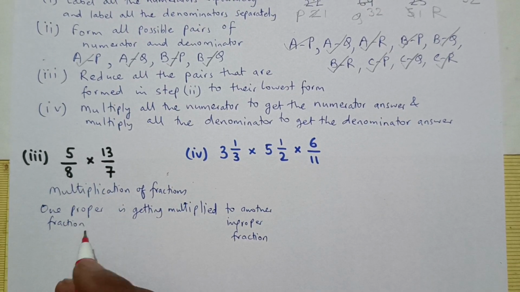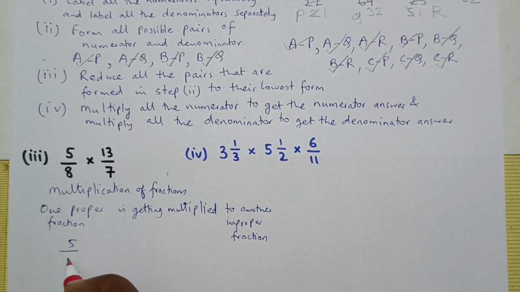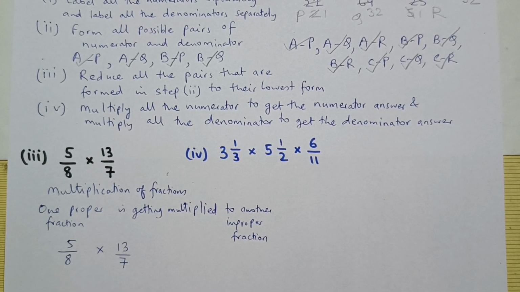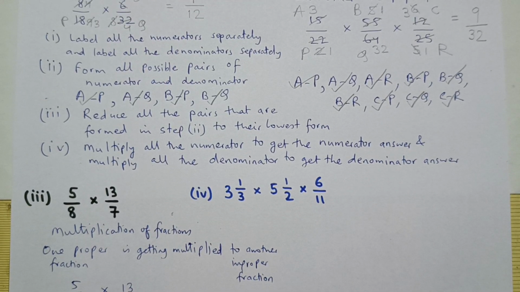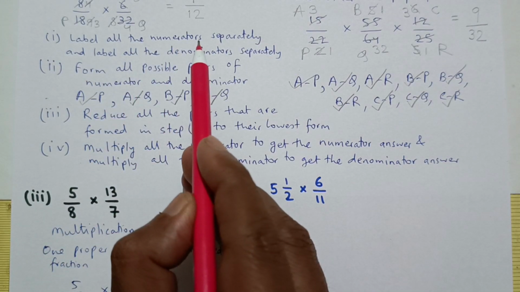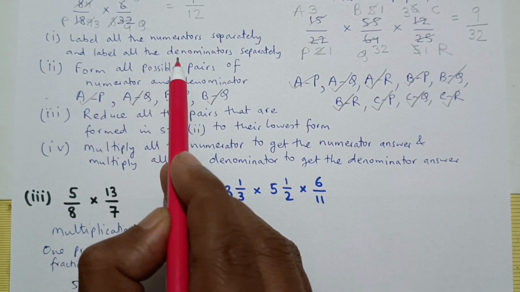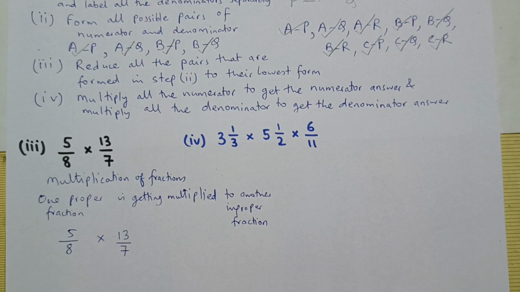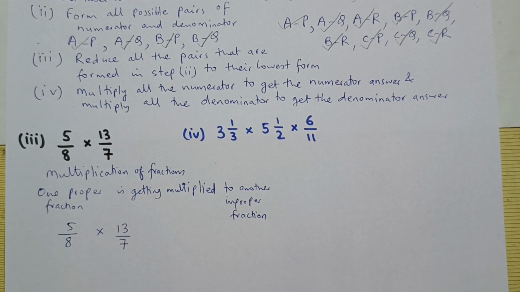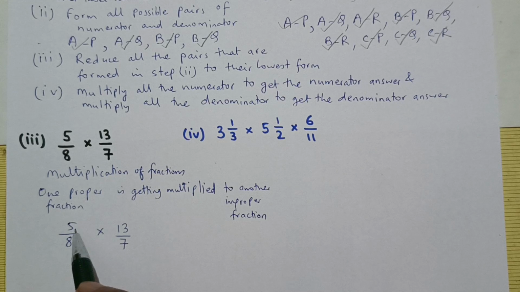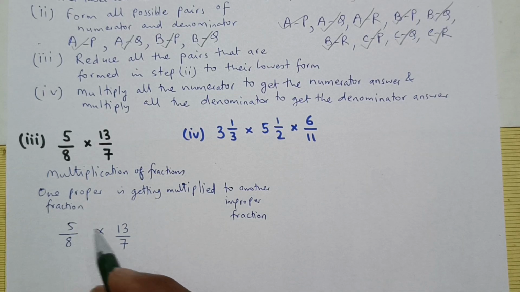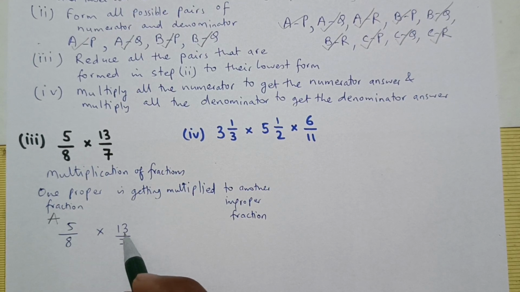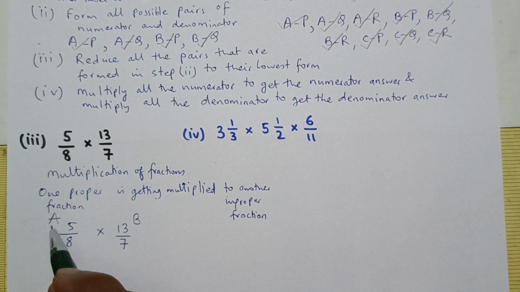Now I will write down the question. So 5 by 8 multiplied to 13 by 7. So step number 1 is label all the numerators separately and label all the denominators separately. So first we will label all the numerators separately and then we will label all the denominators separately. So here the numerators are 5 and 13. So let us label them separately. Let us say 5 is A and let us say 13 is B. So the numerators are A and B.